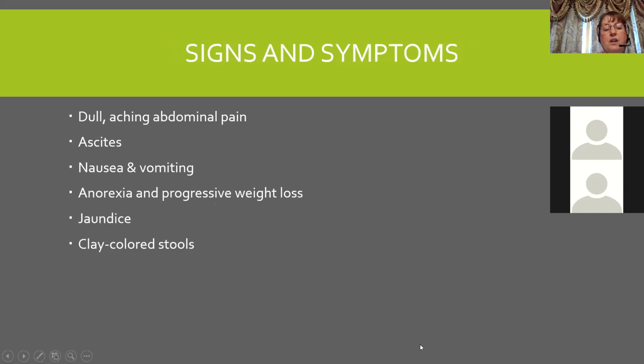With signs and symptoms of this, again, you're going to have dull, achy abdominal pain, ascites, nausea, vomiting, anorexia, progressive weight loss, jaundice, and clay-colored stools. Now, remember, again, early on, if you caught this early, you probably wouldn't have hardly any symptoms. So maybe you do have a little bit of stomach pain, but what are you going to do about that? Maybe you think it's nothing, or maybe you have a little bit of nausea and vomiting, but it's not continued. So why would you worry about that? So typically, again, people aren't going to worry unless they start seeing a lot of weight loss and some weird things like that.